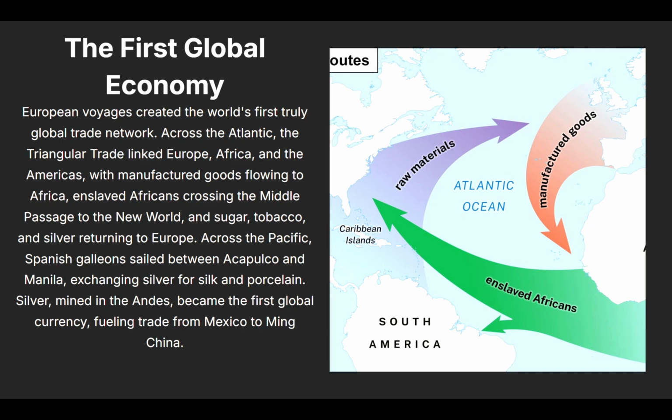What connected all these distant routes? Well, the answer is silver. Mined in the Andes Mountains, it became the first global currency, fueling trade from Mexico to Ming China. Under the theme of economic systems, silver tied continents together, creating both wealth and dependency.